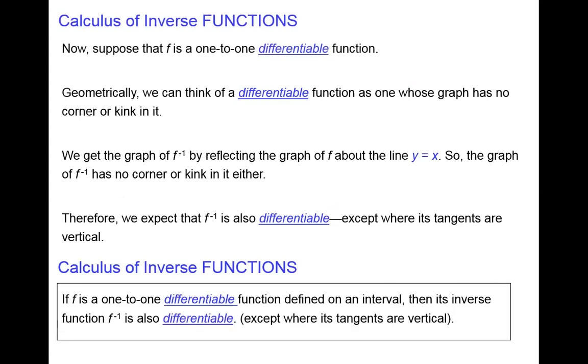Now, if I have a function that is one-to-one and differentiable, which means continuous, of course, with no sharp corners, no cusps, no kinks, a nice smooth curve, then the inverse is also like that, because it's just the reflection. That means the inverse will also be differentiable. And as soon as I know that the inverse is differentiable, I can find the derivative. This is the summary of this slide.